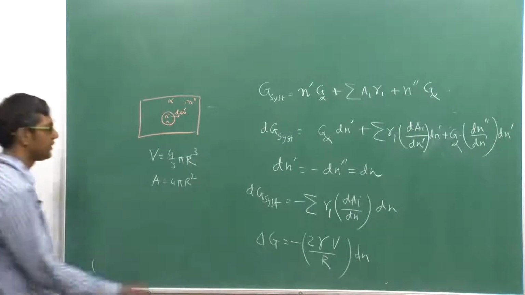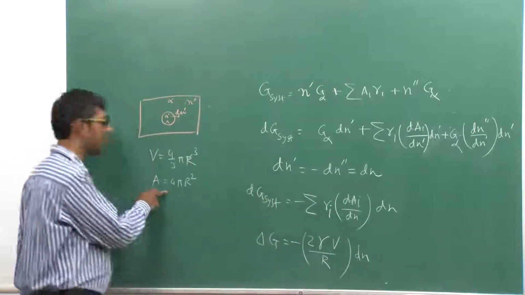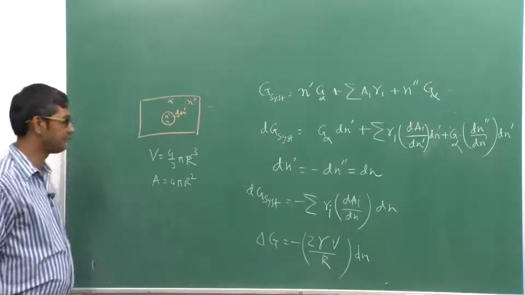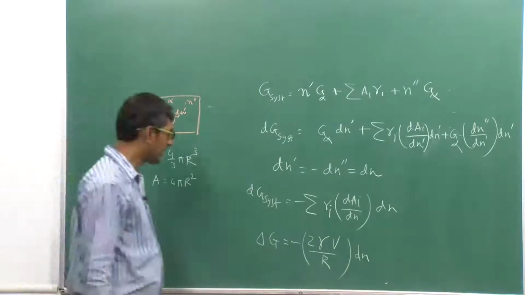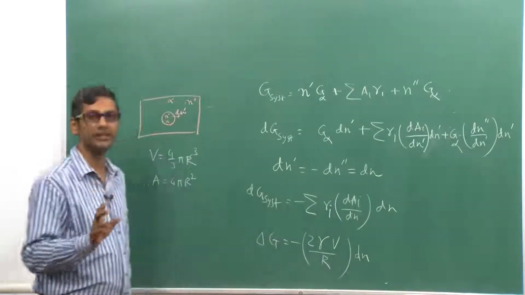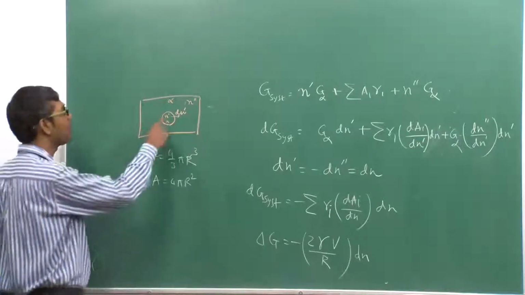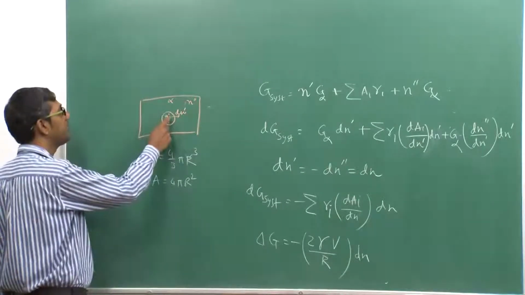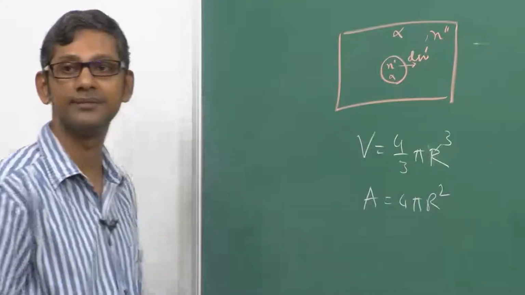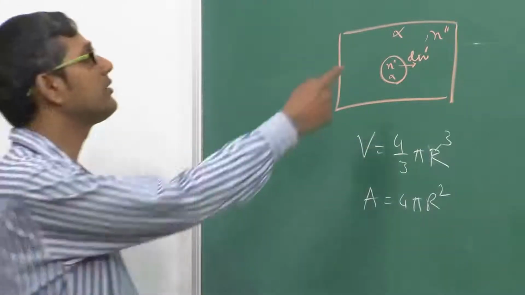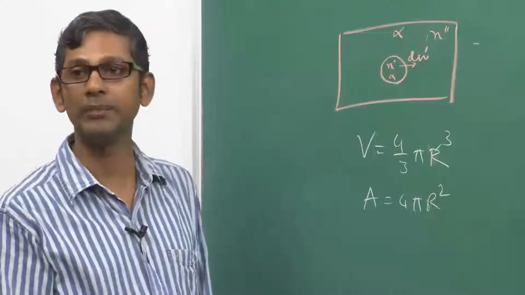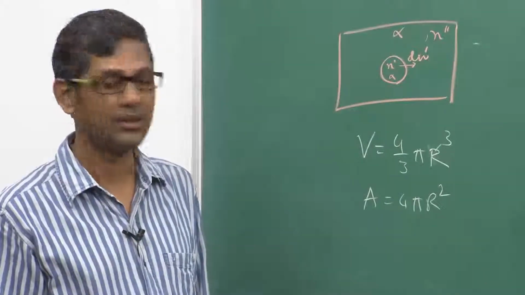It's very simple if you consider one grain with this volume and this area. So, what does it say? It says that the change in G is always negative. That means mass will keep getting transferred from this small grain to the outside, and slowly this boundary will be wiped out. There will be no such boundary.